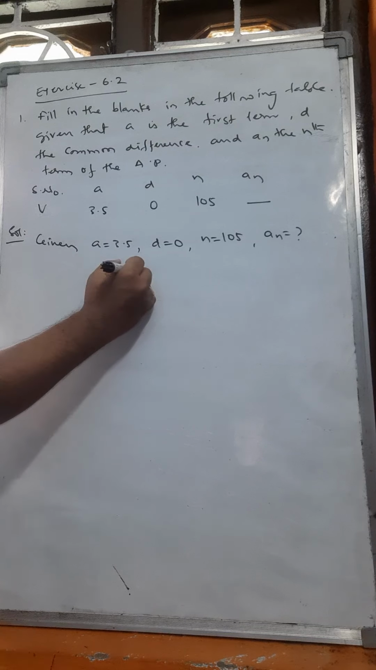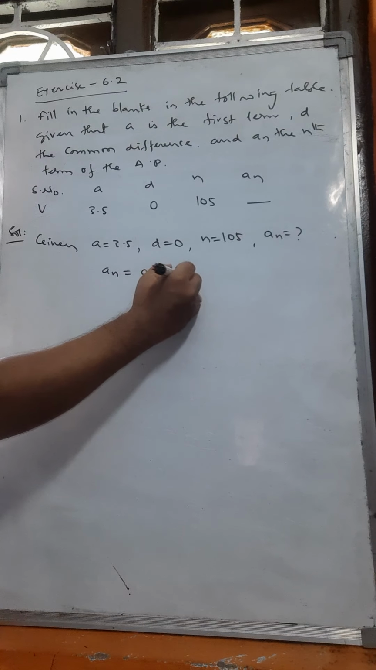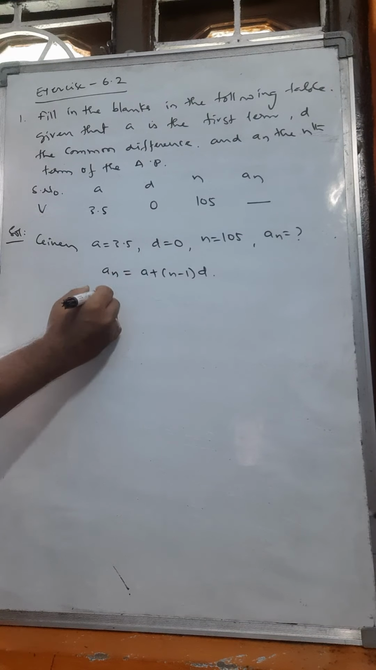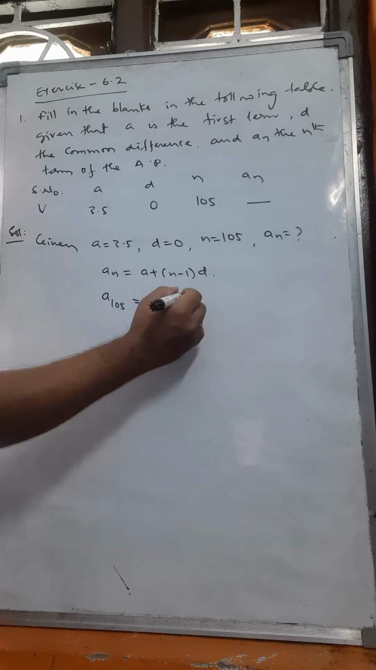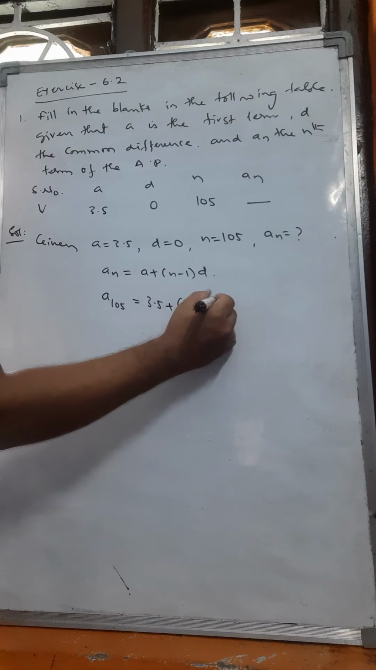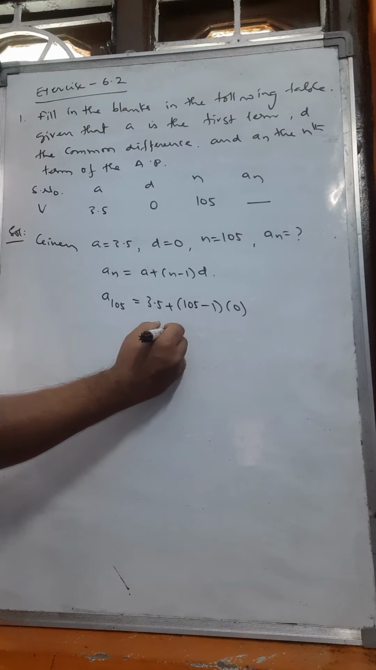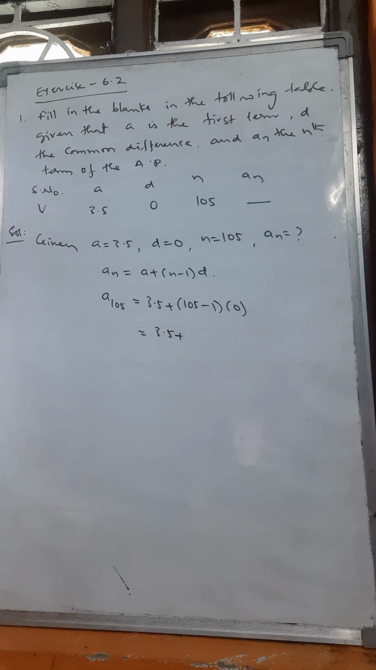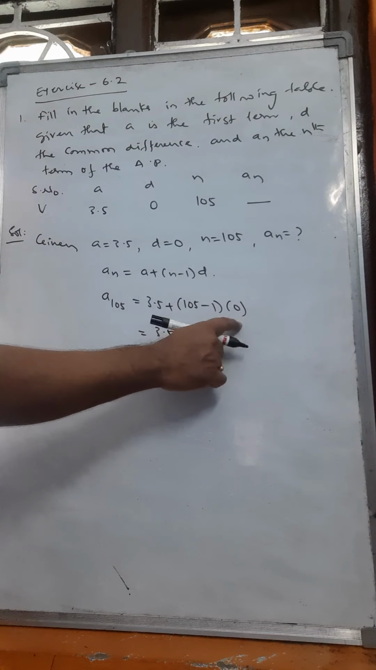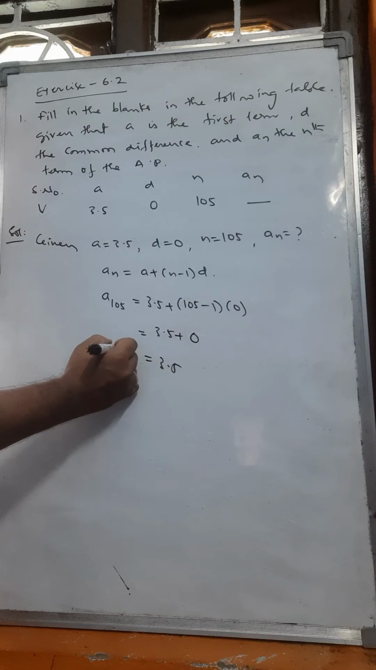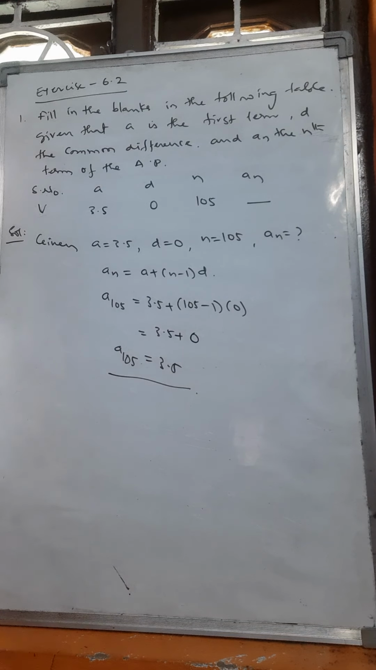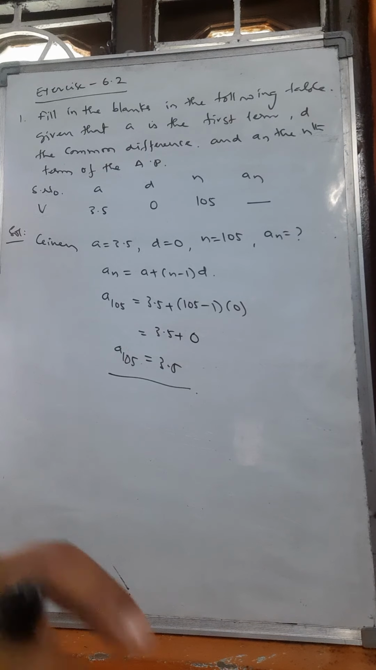So AN is equal to, we know the formula, A plus N minus 1 into D. N is equal to 105. So A105 is equal to 3.5 plus 105 minus 1, 104, into 0. 0 into something is always 0. So 0 plus 3.5 is 3.5. So A105 is equal to 3.5. The 105th term is 3.5.